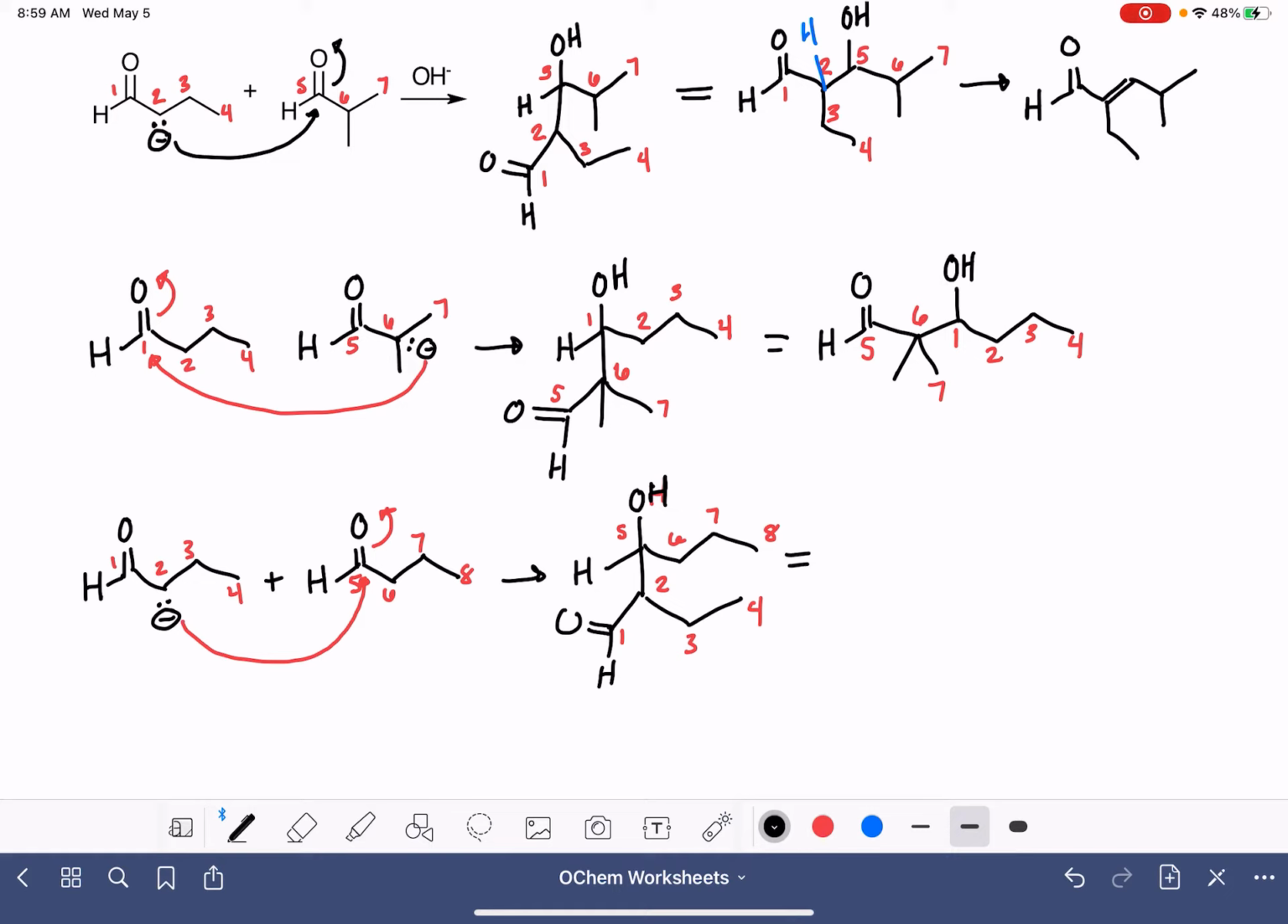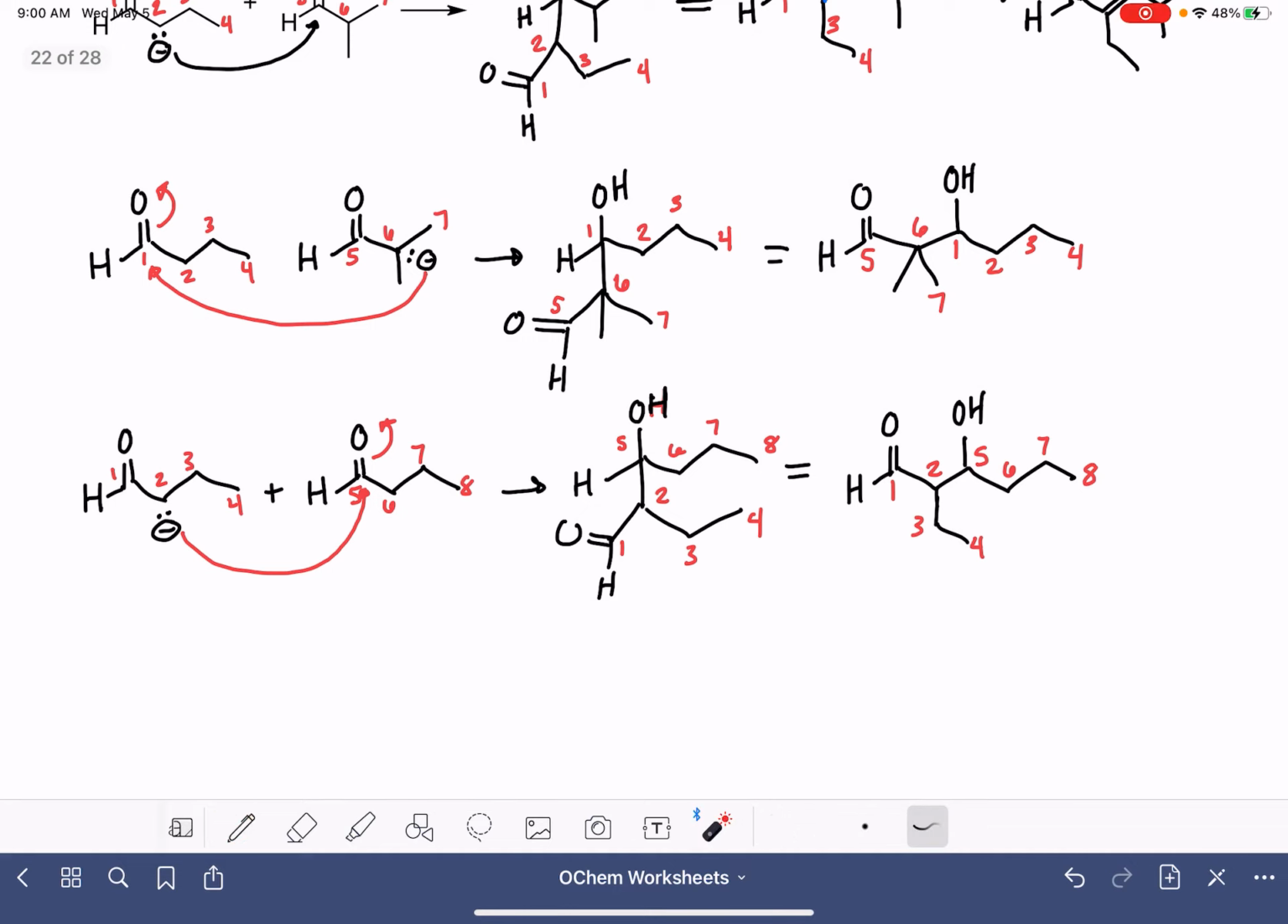I'm going to redraw this, see what it looks like. I'm going to start with the aldehyde. So that's my carbon number 1 to 2 to 5, which has the OH group on it. Here's 2, here's 5, and then I have 6, 7, 8, and I have 3, 4. 3, 4, and 6, 7, 8.